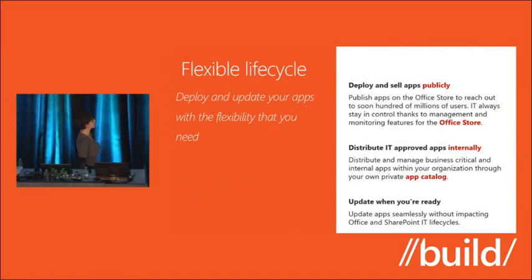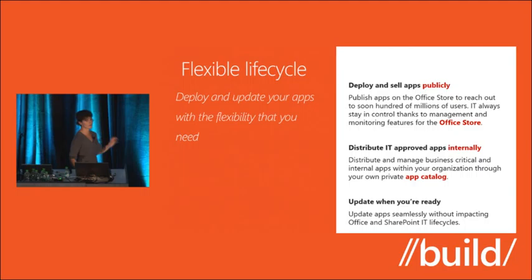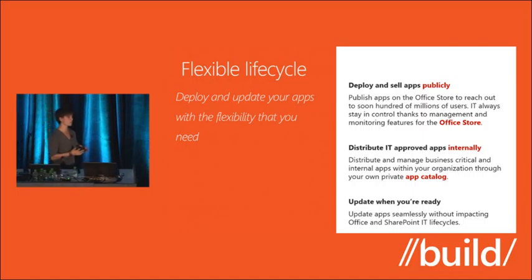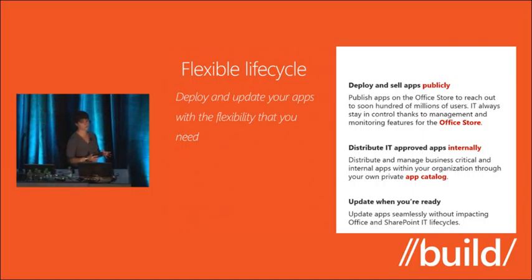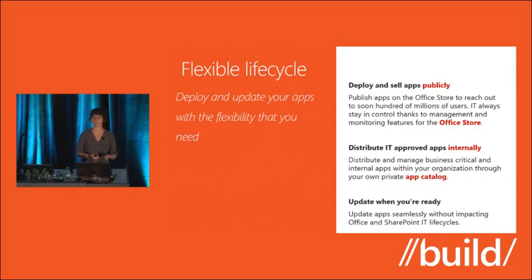So just before some demos, I'd like to really stress the flexible lifecycle pillar, one of the pillars of this new cloud app model, because for the first time, we now actually have two paths to push apps and get apps into the hands of users. First, publicly through the Office and SharePoint store, and you'll see how users can discover apps that come from the store, but as well through a private store that we call an app catalog that will help organizations to distribute apps internally, both for Office and SharePoint, and keep control on their apps.